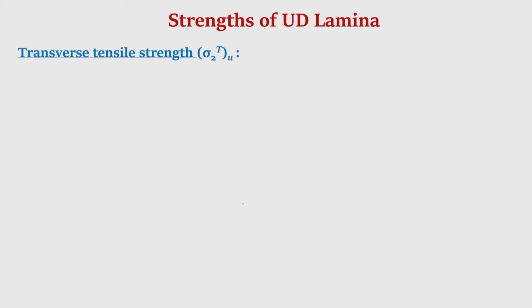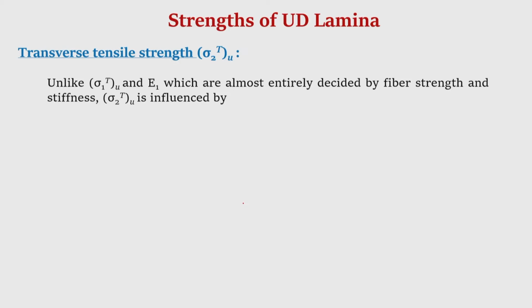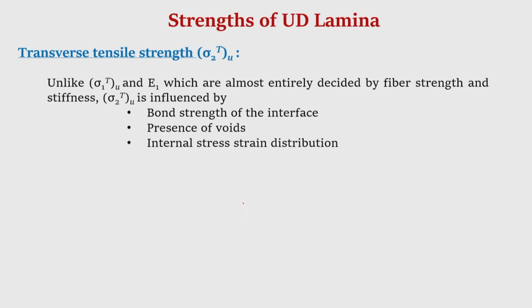So, we understood in the last class the determination of longitudinal tensile strength of a lamina. Let us discuss the transverse tensile strength. Unlike the longitudinal tensile strength, which is almost entirely decided by the fiber properties, the transverse tensile strength is also influenced by many other factors like bond strength of the interface, presence of voids, and internal stress strain distribution, of course, in addition to the fiber matrix properties.